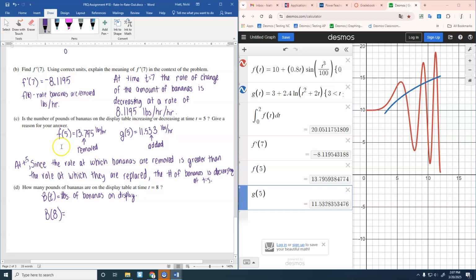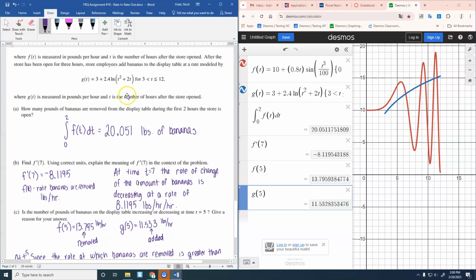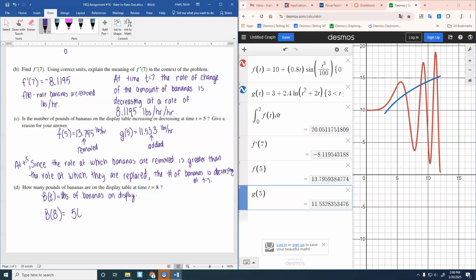Okay, so we started with 50, because it tells us when the store opened that there were 50 pounds of bananas. It says that somewhere right up here at the top. So we start with 50, and then bananas are taken away and bananas are added. We're minus the taken away, so we'll integrate from 0 to 8 f of t dt. And then we have to add the bananas that are added. What would that integral look like? What are my limits on that?